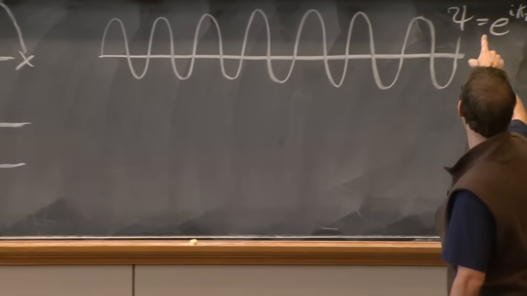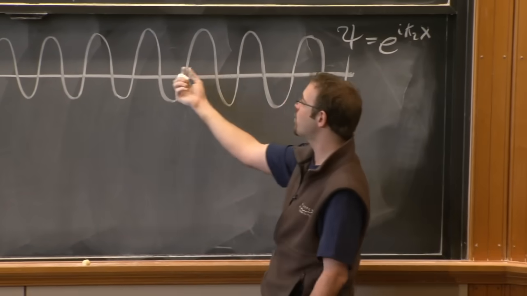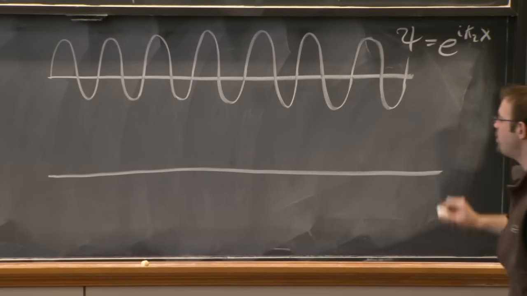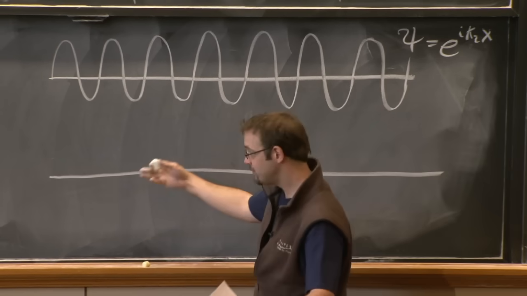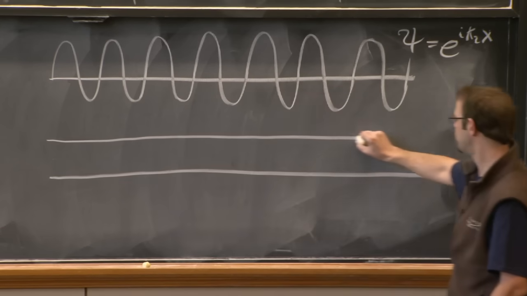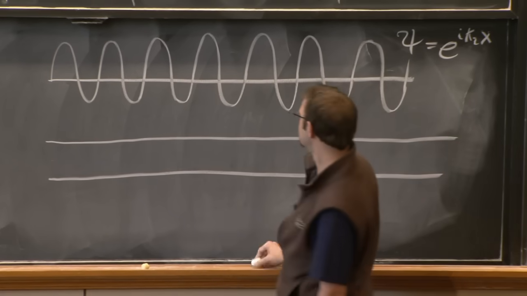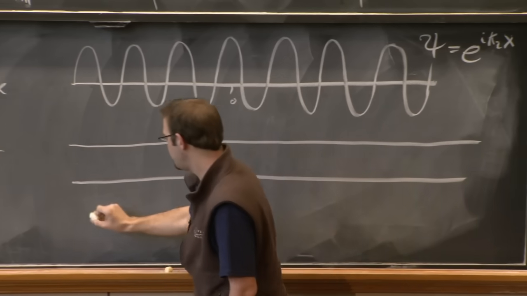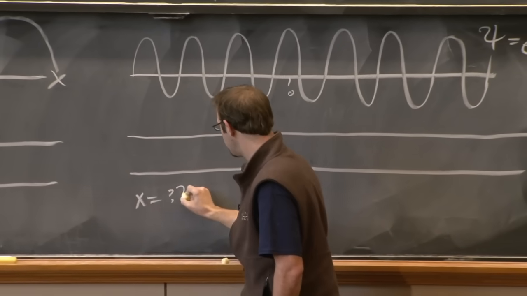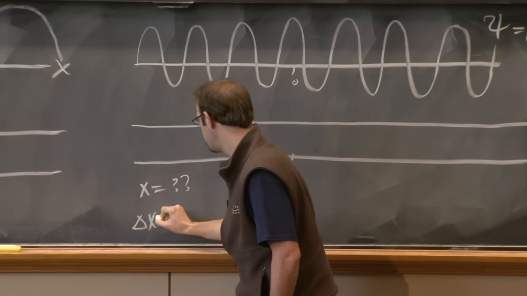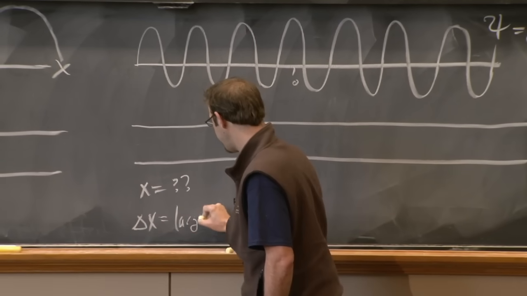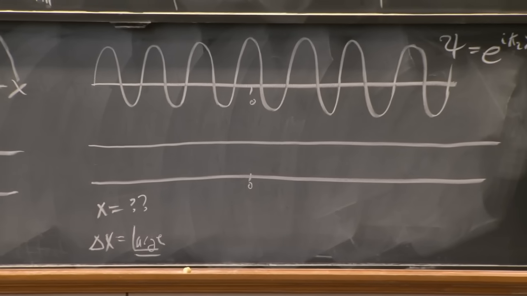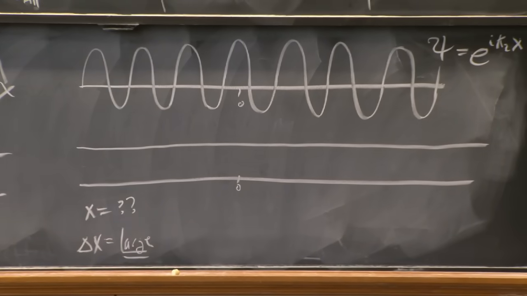Similarly here, if our wave function is e to the i k2 x, where k2 is larger, the wavelength is shorter. What's the probability distribution? It's, again, constant. So again, for x we have no idea, and our uncertainty in x is large. In fact, it's very large. Everyone cool with that? Questions? What about these guys?